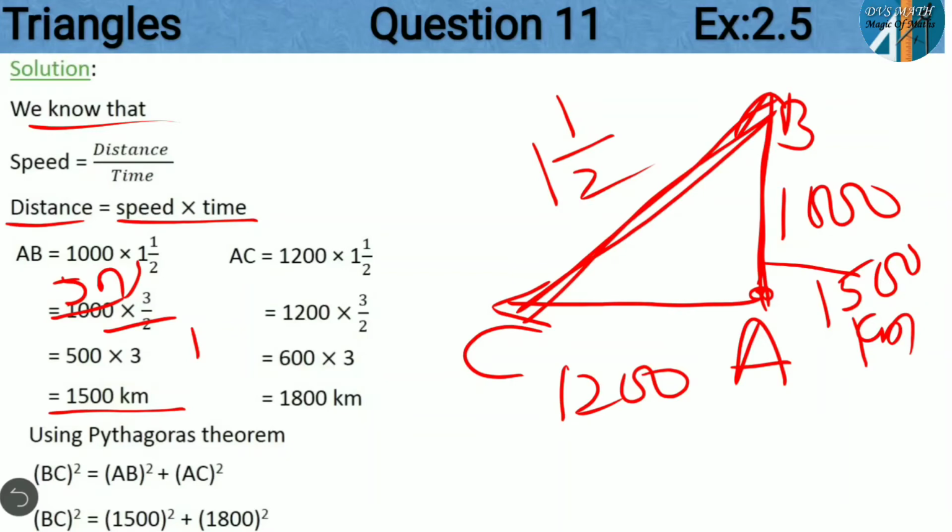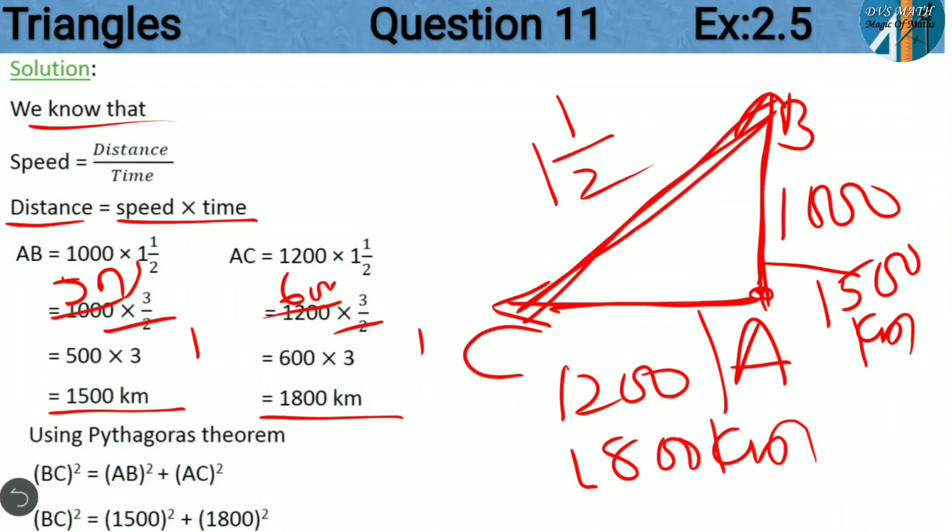Then let us find AC now. AC means 1200 into 1.5. So 1200 into 3/2. So 2 ones are 2, 6 hundreds are 6 threes are 18. So it is 1800 kilometer. That means the distance AC is 1800 kilometer. So you got AB and AC. Now you have to find BC.